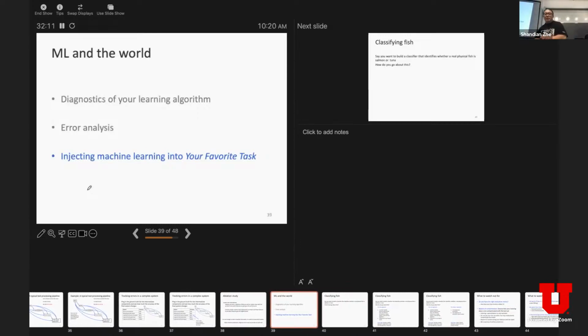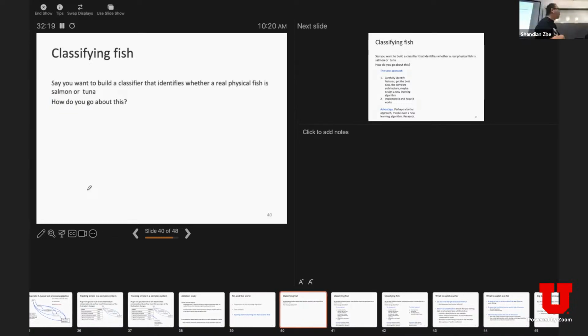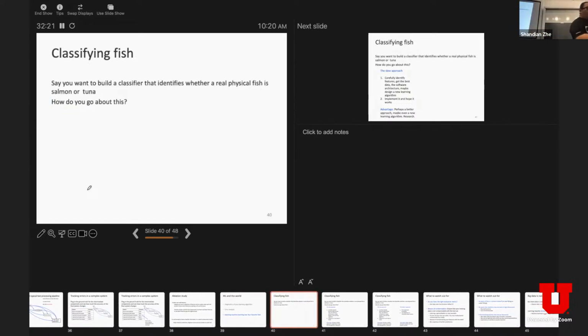Okay, the last thing we want to talk about is how, in practice, we inject machine learning into your task. Again, we want to discuss it through a concrete example. Say you want to build a classifier that identifies whether a real physical fish is salmon or tuna. How do you go about this?